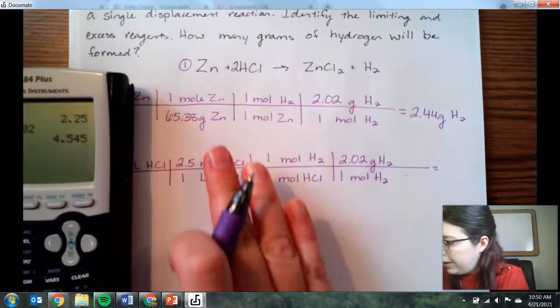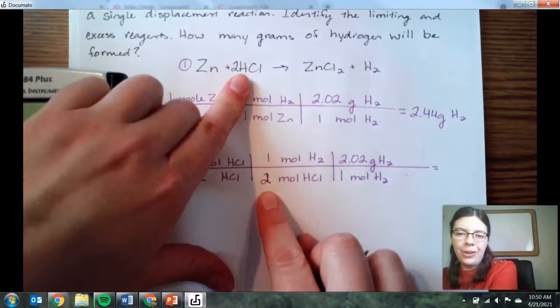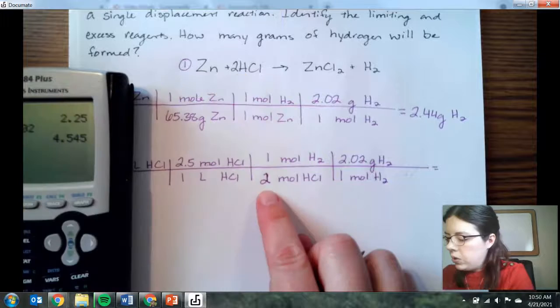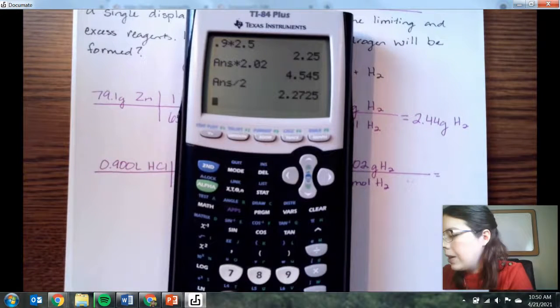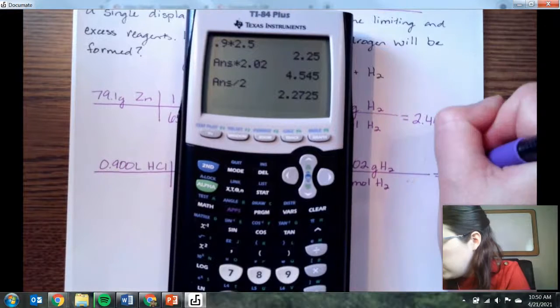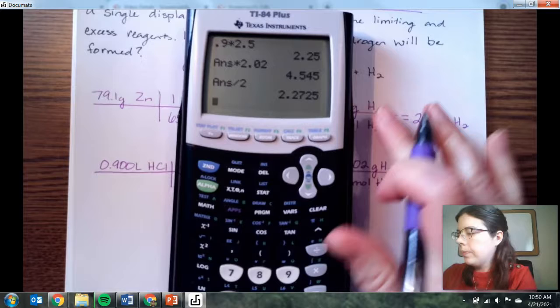Oh, and one little quick mistake I see. For my balanced chemical equation, make sure you're checking your coefficients. It's a 2 this time. So then I'm going to divide my answer by 2. Okay, so that gives me an answer of 2.27 grams of hydrogen.